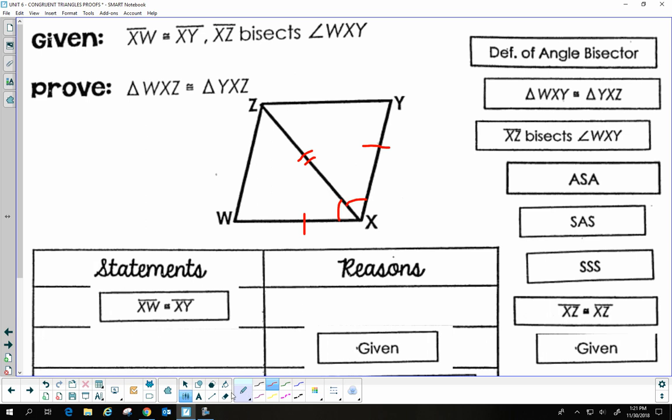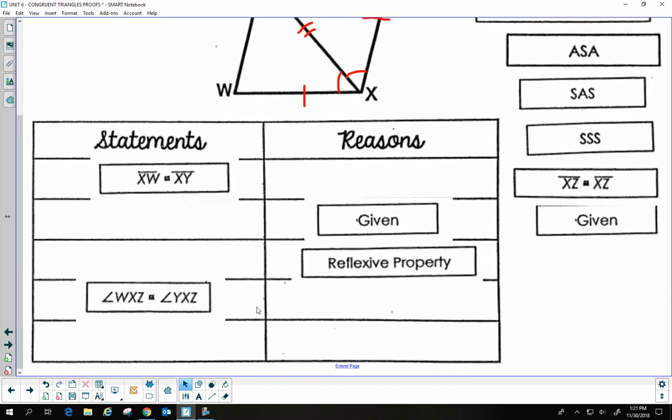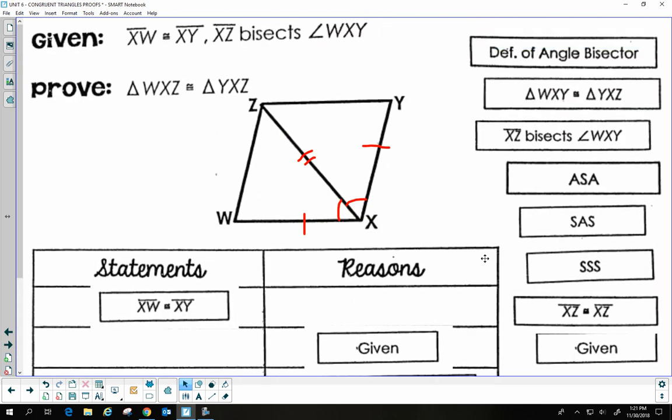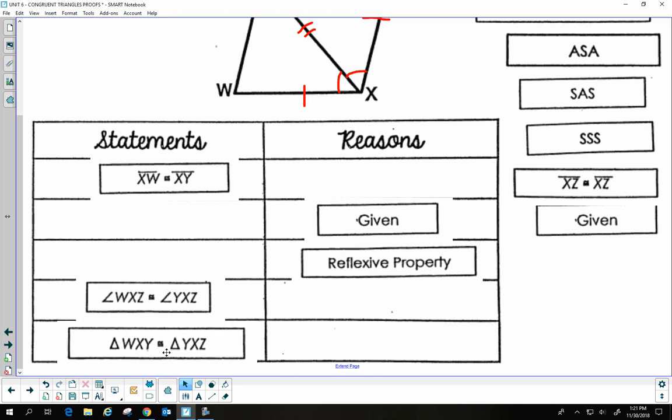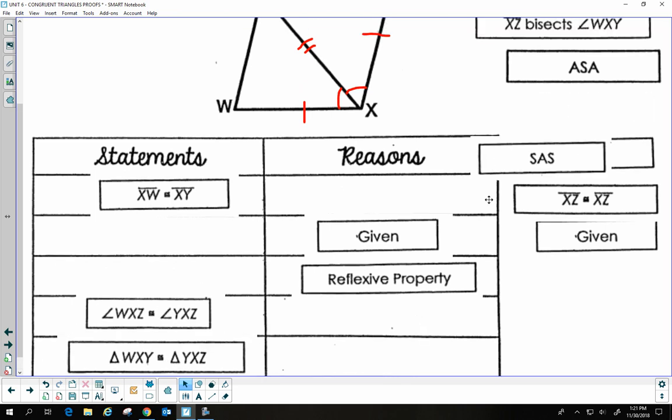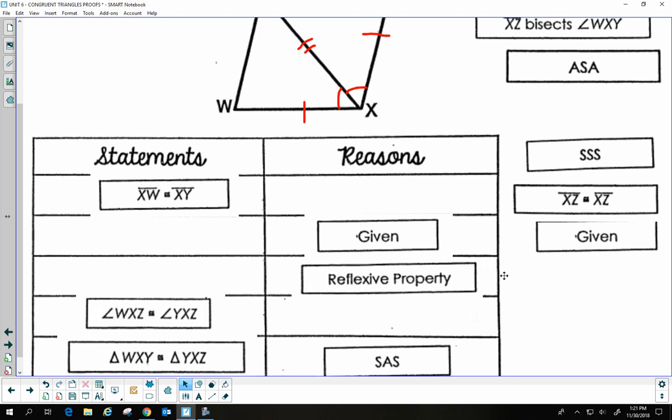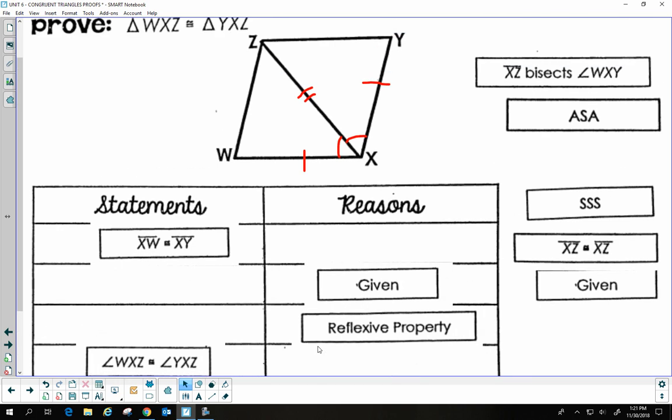And so I'm going to go right down to my last row. The last statement I always want to make is that the two triangles are congruent, so I'll grab that. And I've already figured out I want to show they're congruent by side angle side. So I have my final statement and reason completed.